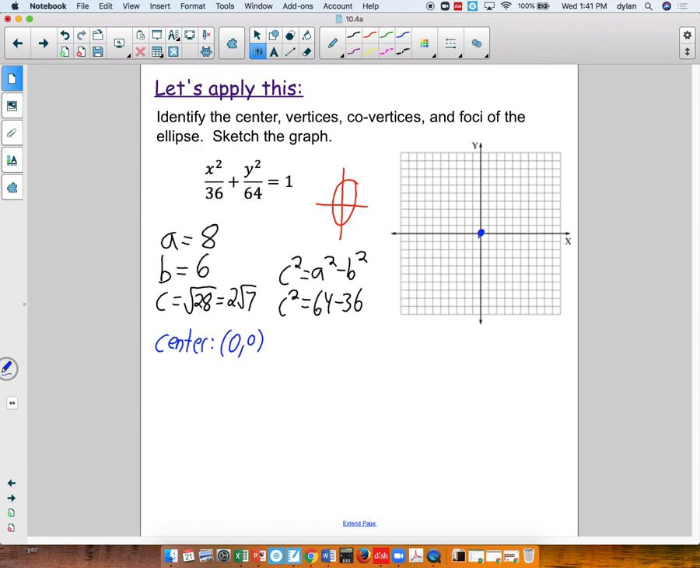We know our vertices have to be along the y-axis because we said that our ellipse was vertical in this case. And our A value is 8. So our vertices would be at (0, 8) and (0, -8). So I'm going to put those in as well, 8 and negative 8. And then our co-vertices are going to be horizontal for this problem. So our co-vertices would be at (6, 0) and (-6, 0). So I'll put those in too.